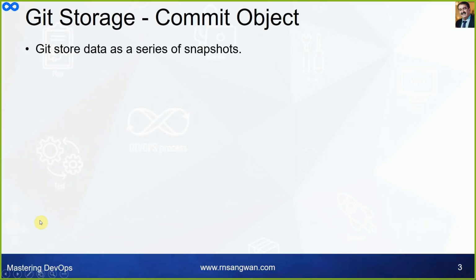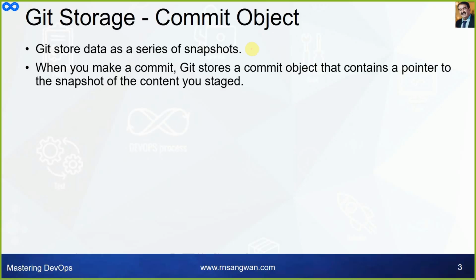in Git. Git stores data. This will in fact give you insight into exactly how the data is stored in Git and how the branches are managed. It's going to be an interesting session. Git stores data as a series of snapshots.